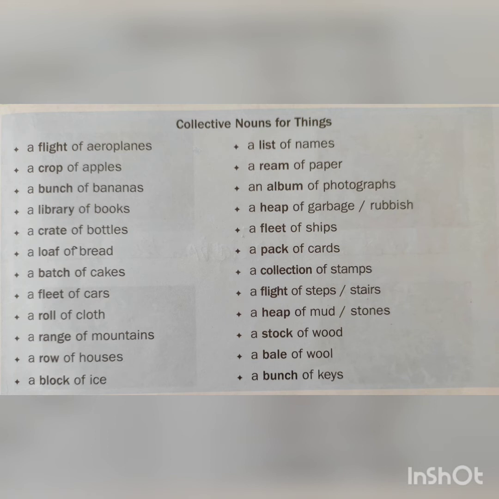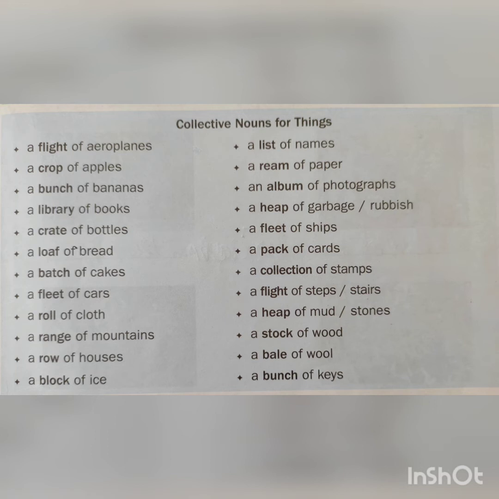Library means a building, room or organization that has a collection of books, documents, music and sometimes things such as tools or artwork for people to borrow, usually without payment. A crate of bottles. A large box made of wood, plastic or metal used for storing or transporting things. A loaf of bread. Loaf means a bread that is shaped and baked in a single piece and can be sliced for eating. A batch of cakes.